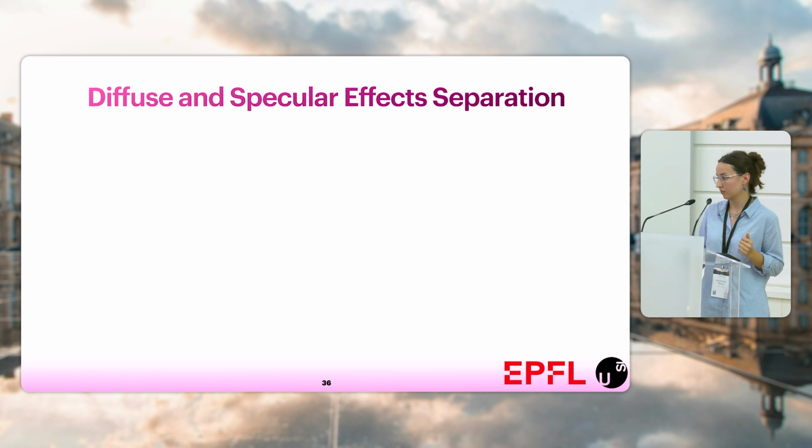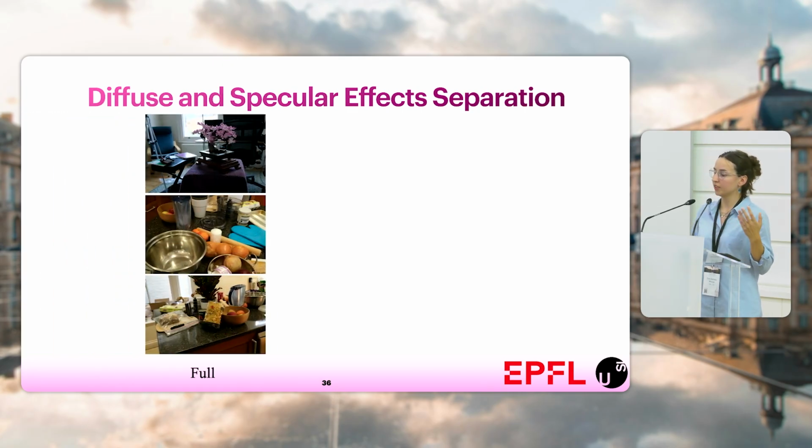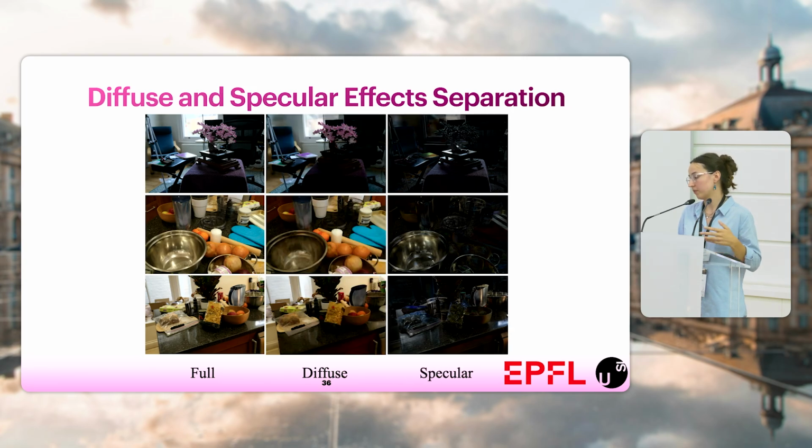Finally, our explicit decomposition of appearance allows us to split it into diffuse and specular components, which provides an additional advantage because these components are represented separately. We can render the scene using only diffuse or only specular contribution, which opens up exciting possibilities for future work, such as independent editing of scene lighting or as a prior for intrinsic decomposition.